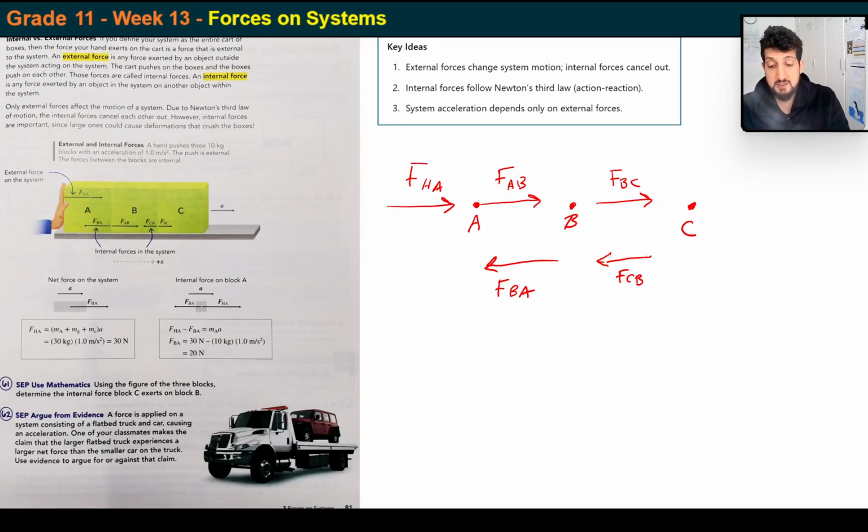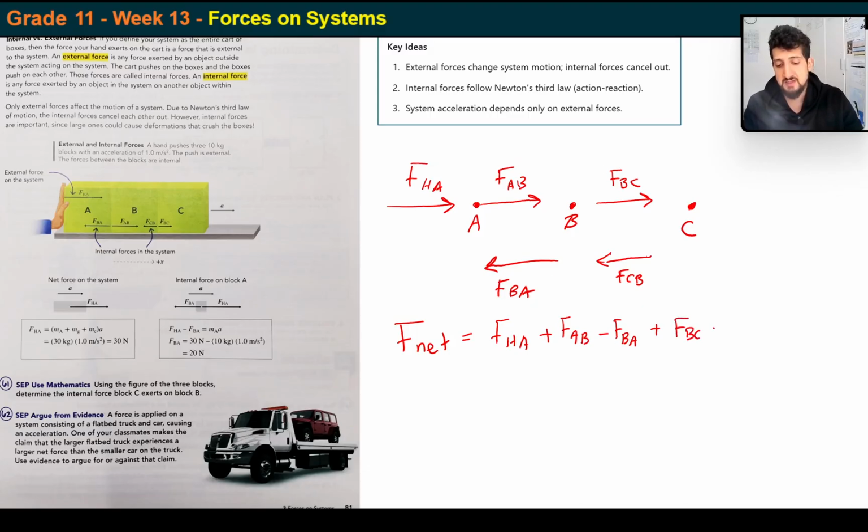Now, let's say I was to work out the net force on the system. What I need is all the forces on the system. So what do I have? I've got the applied force by the hand, plus FAB, minus FBA, plus FBC. Why am I plussing some of them and minusing others? It's because of direction, right? So minus FCB.